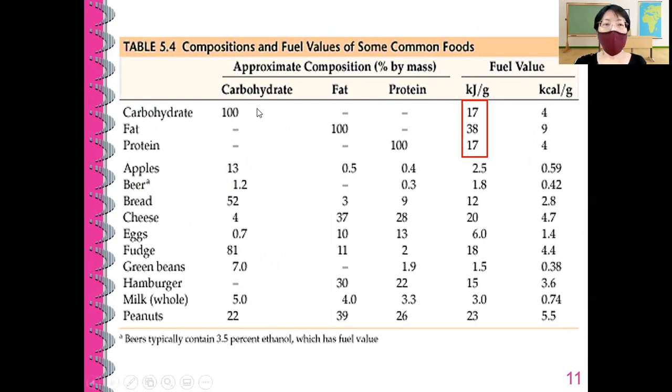Okay. Now, this is a table of composition and fuel values of some common foods. So we are only interested in carbo, fat, and protein to show that the fuel value, remember, kilojoule per gram, is energy density. So fat 38, carbo and protein 17. So fat has twice the amount of energy compared to carbo and protein per gram of them.